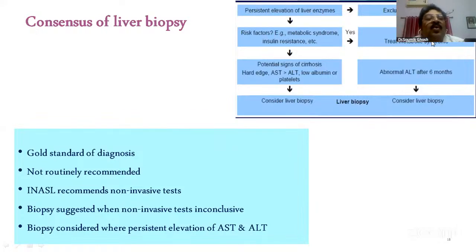So even though the gold standard of diagnosis is liver biopsy, it should still be avoided unless you find that there is metabolic syndrome and insulin resistance, and these risks are there. There are persistent potential signs of cirrhosis or abnormal liver enzymes for more than 6 months, and not responding to your common lifestyle modulation along with medication. Then you can go for liver biopsy.